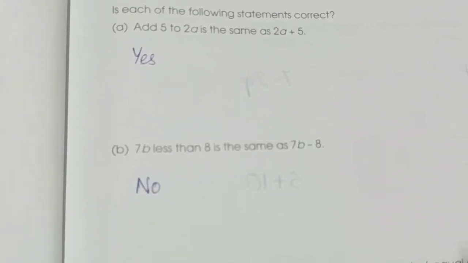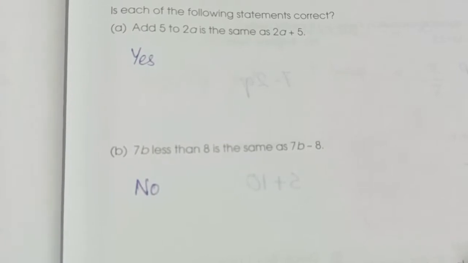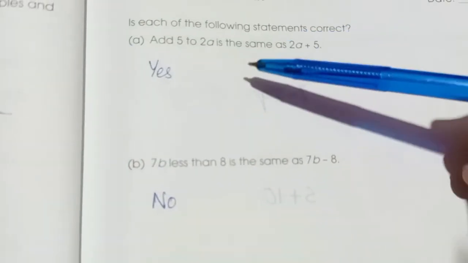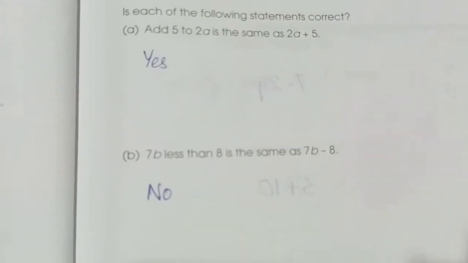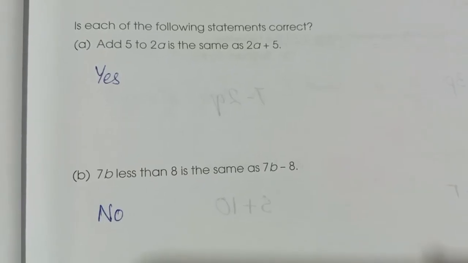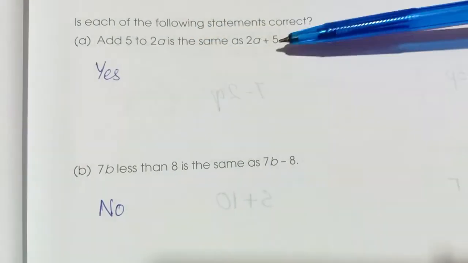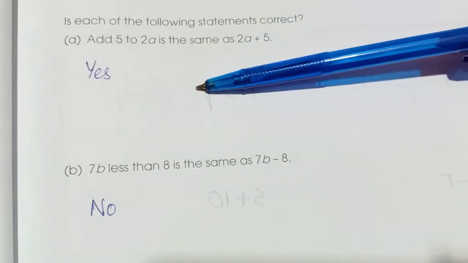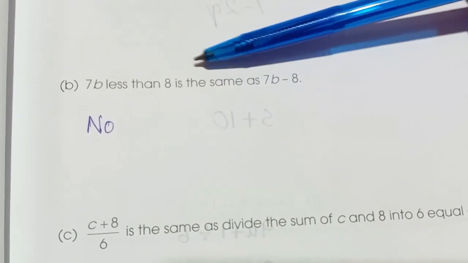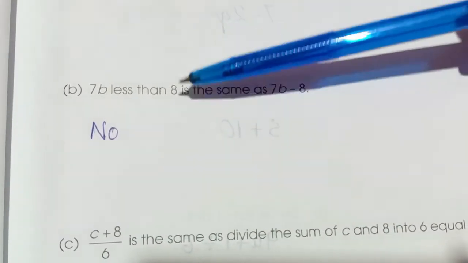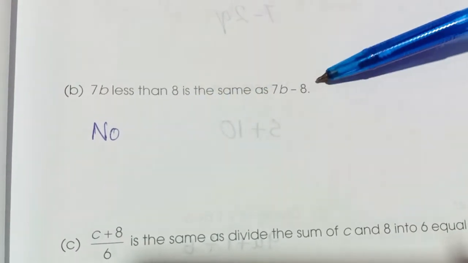Okay, here we have a maths journal. Is each of the following statements correct? We just have to write yes or no. So here is the statement: add 5 to 2a. So when we add 5 to 2a, it is 2a plus 5. Yes. 7b less than 8 is the same as 7b minus 8. No, it is 8 minus 7b.